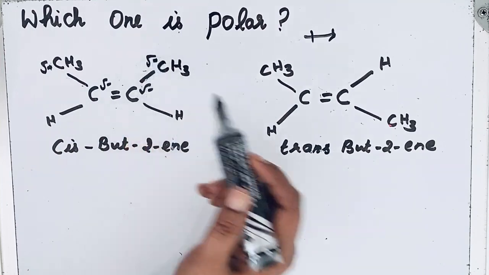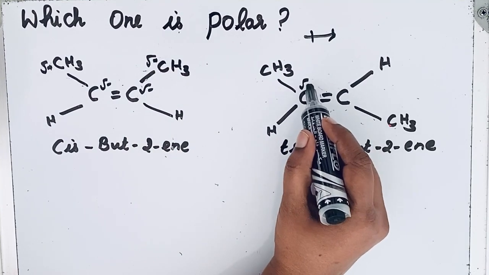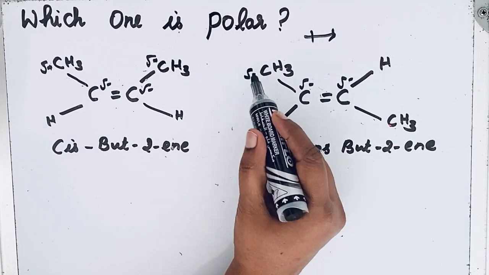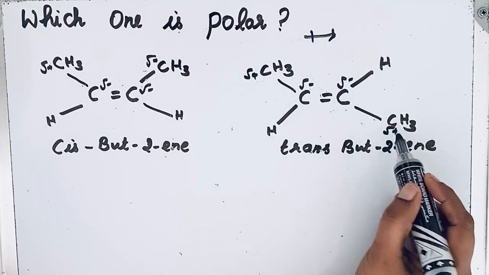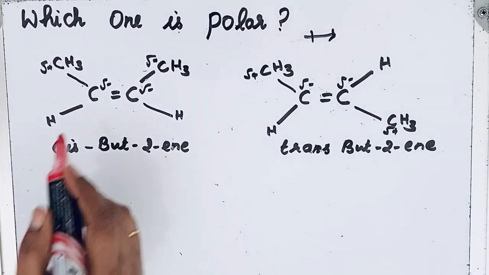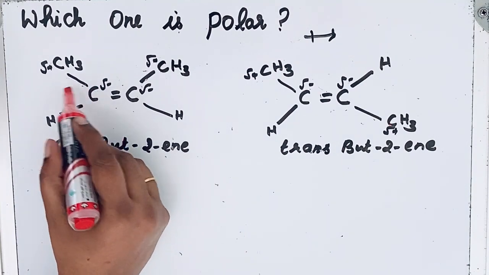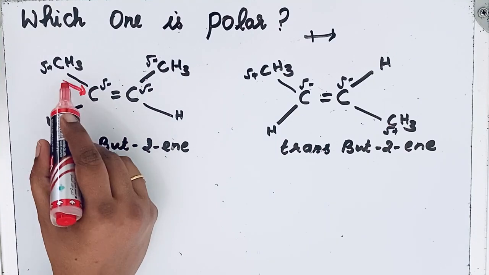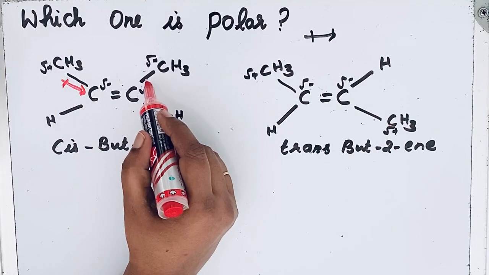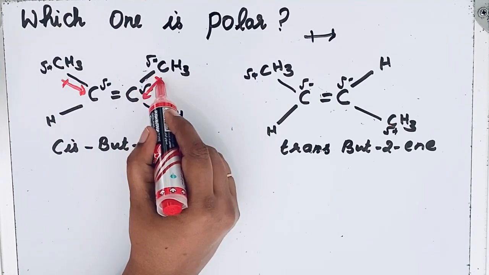The same thing happens for trans also. So these two carbons attached to the double bond are partial negative, and then the CH3 group carbon is partial positive. So from this we can draw the individual bond dipoles. Now we know that this one is the highly electronegative part, so the arrowhead should be this carbon and the cross should be that CH3 group. The same way here also, the arrowhead should be this part and the cross should be here.